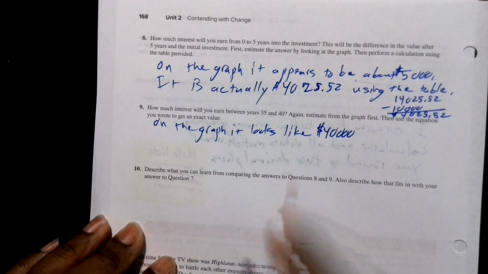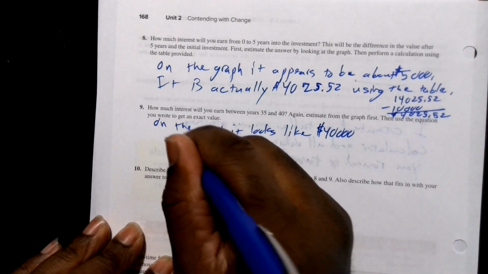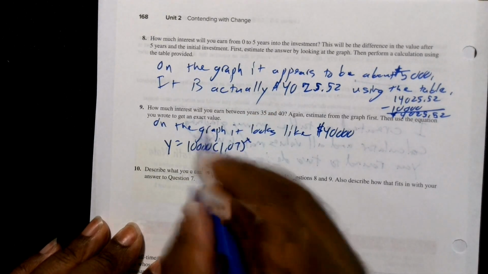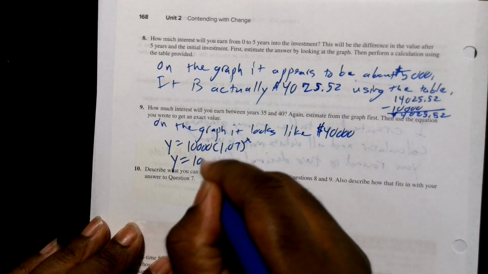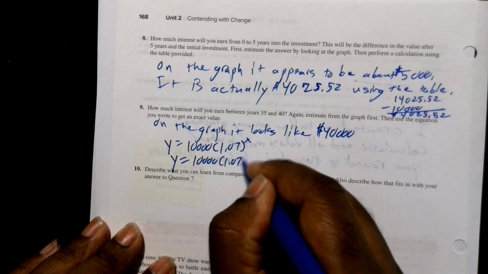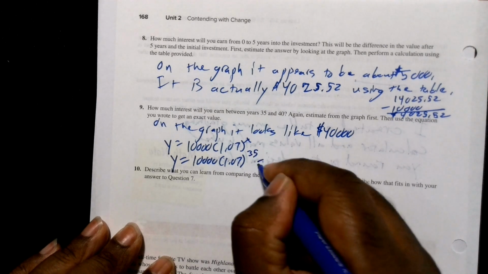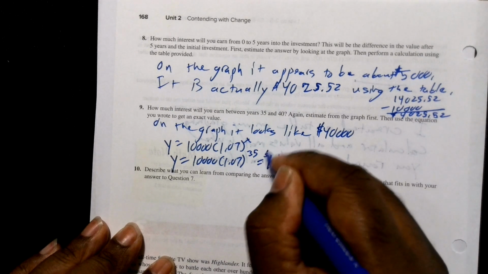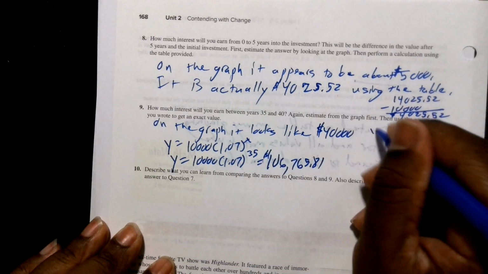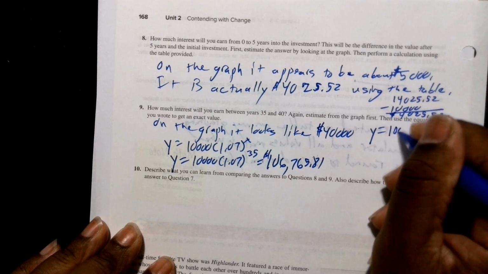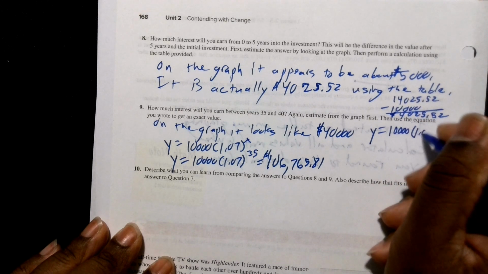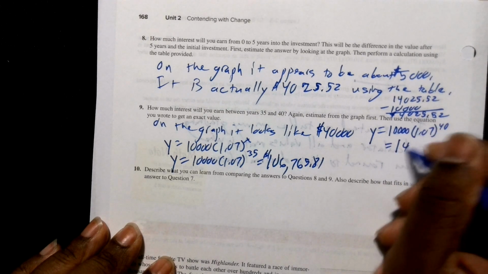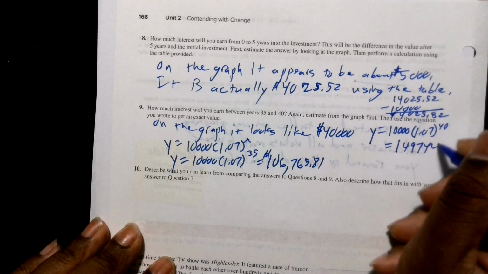Now they asked us to use the formula. Our formula is y is equal to 10,000 times 1.07 to the x. So we'll do y is equal to 10,000 times 1.07 to the 35th power. And that gives us $106,765.81. And then we would take this formula again, and this time we would take 10,000 times 1.07 to the 40th power. And that would give us $149,744.81.